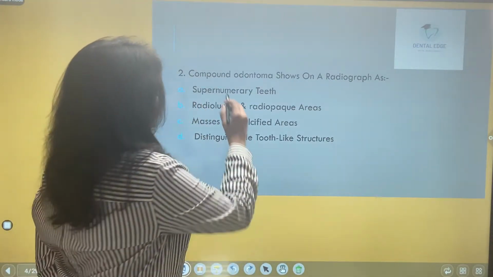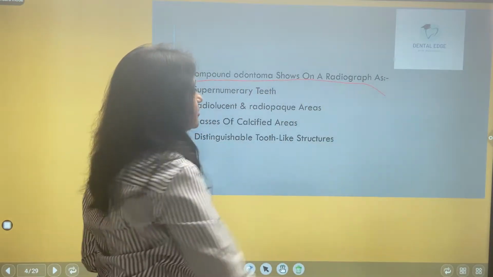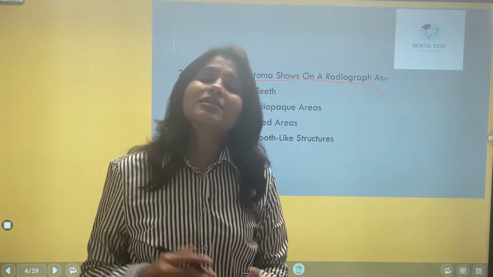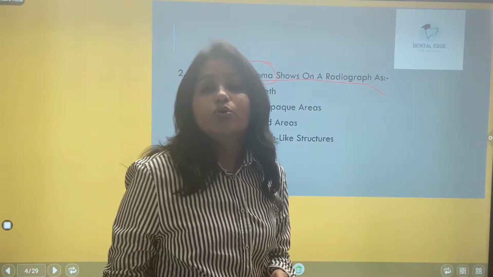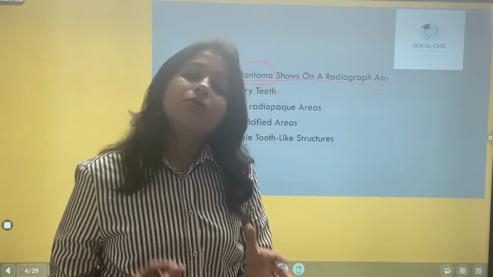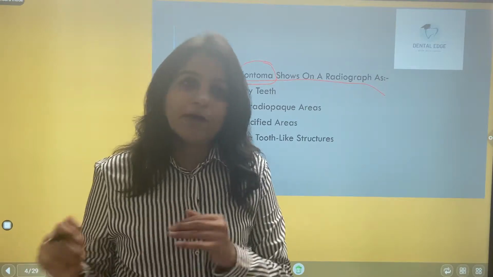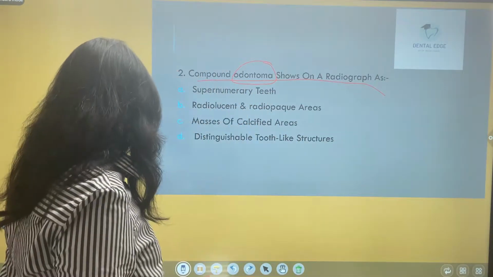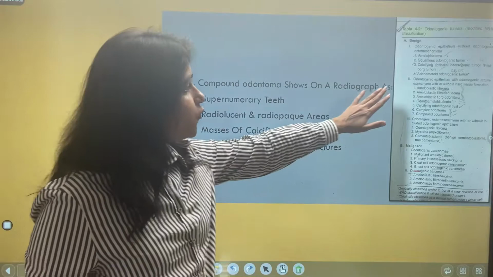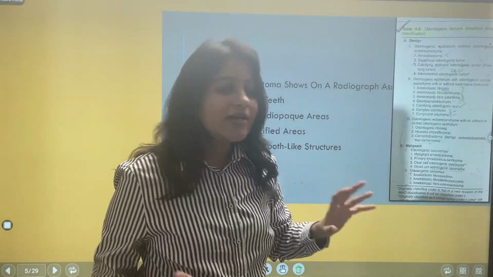Compound odontome shows on a radiograph as. Now before that you should know what is a compound odontome. So odontome, it's an odontogenic tumor or it is also considered to be a hamartoma. Now if you remember the classification of odontogenic tumors, it will be quite helpful for you.